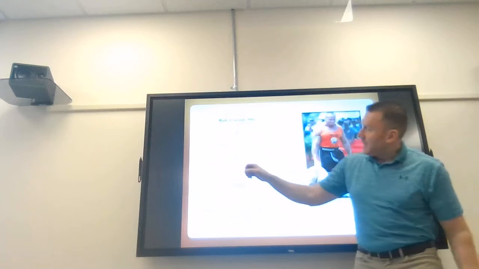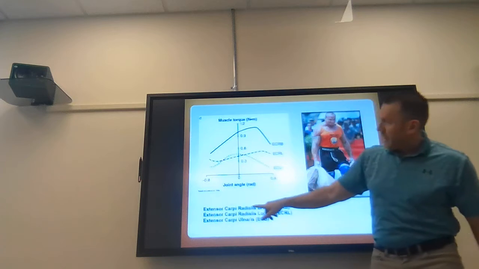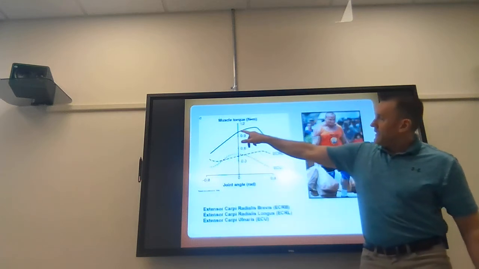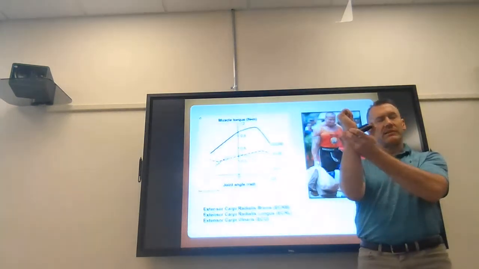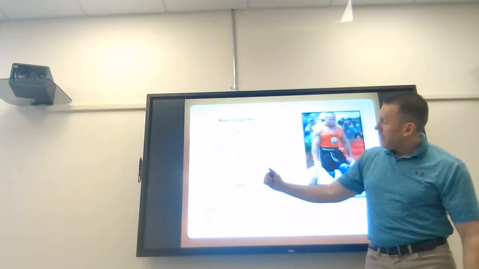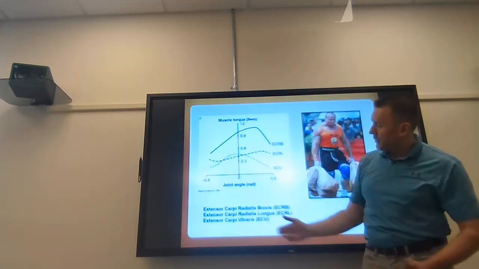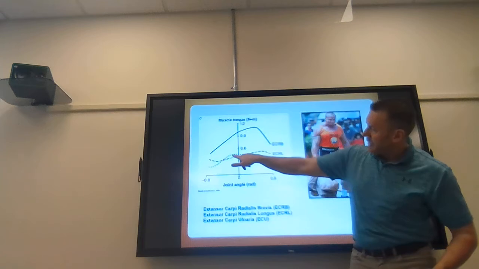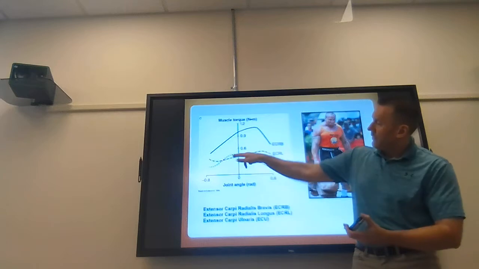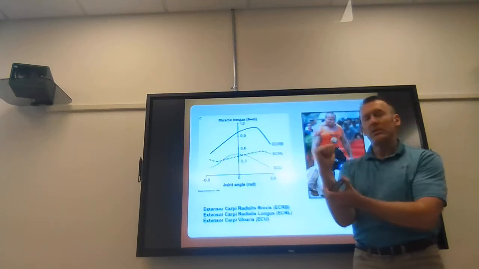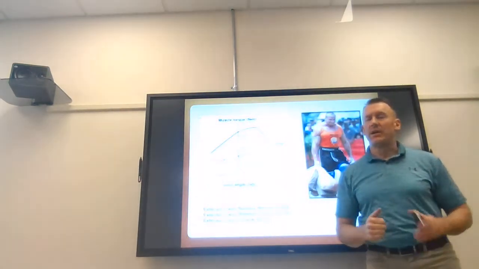So you can see the torque angle curve here for these muscles. The extensor carpi radialis brevis creates most of its torque, it looks like, somewhere in the middle, kind of a slight positive angle. Extensor carpi radialis longus is kind of the same, a positive angle, but the extensor carpi ulnaris looks like most of its torque would be created with more of the wrist in flexion. So it's interesting how different muscles have different amounts of torque based on the joint angle.